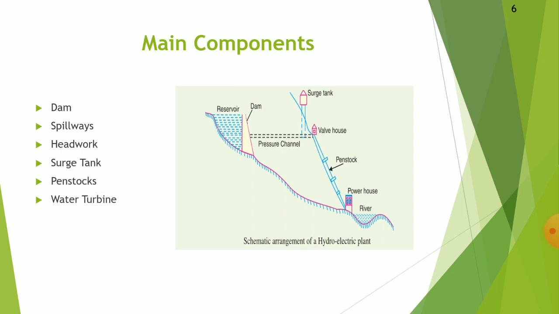The fifth component is penstocks. Penstocks are open or closed conduits which carry water to the turbine. The last component is water turbines. Water turbines are used to convert the energy of falling water into mechanical energy.